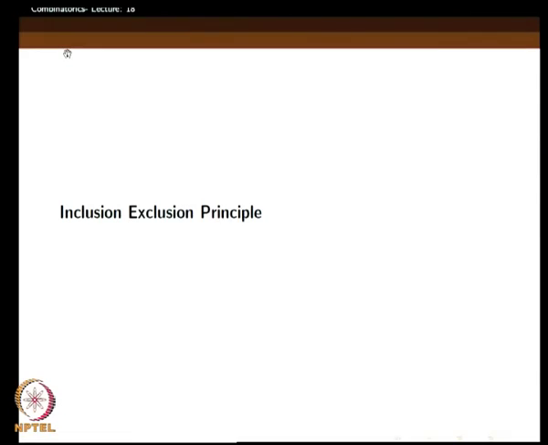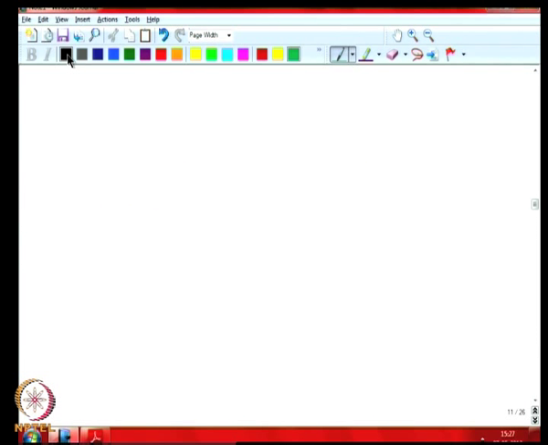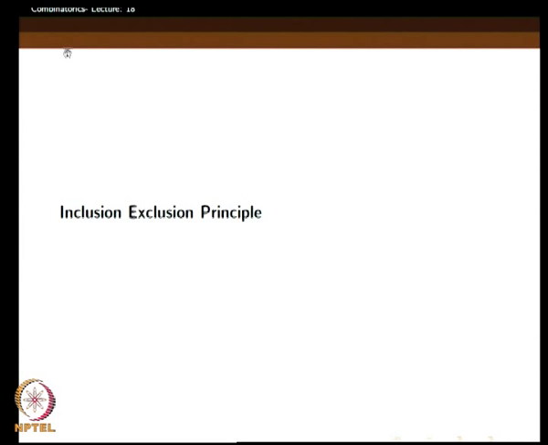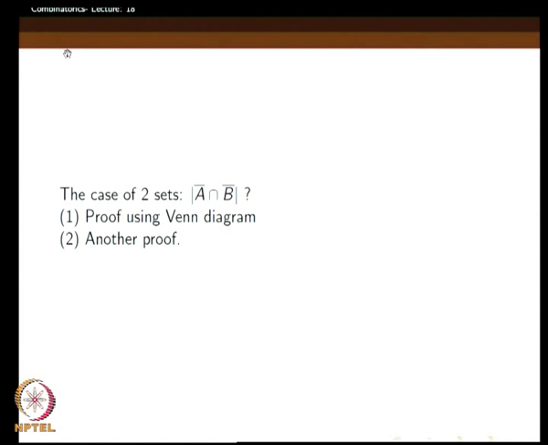The next topic we want to consider is the inclusion exclusion principle. This is another technique which is quite important. So, what is this inclusion exclusion principle? We consider this question. We have two sets A and B, with some universe, and you can assume that the universe is 1 to n as usual, so a finite number of members are there. What we are interested in is finding the cardinality of A complement intersection B complement, right.